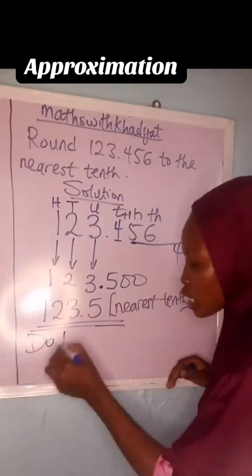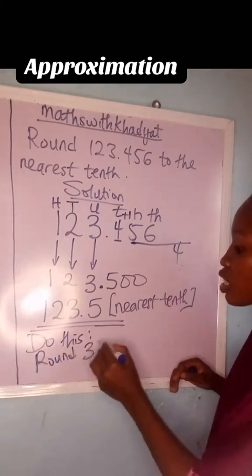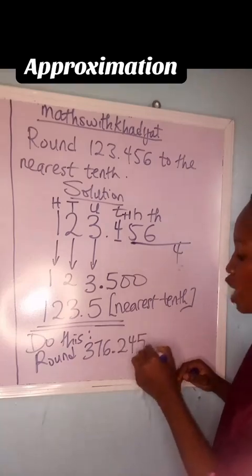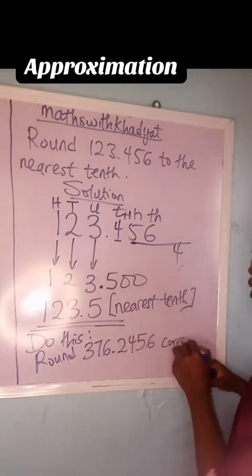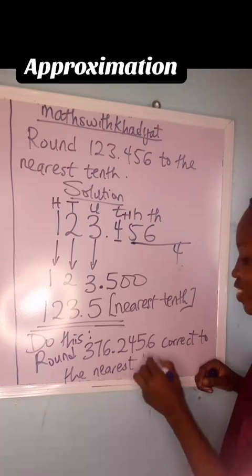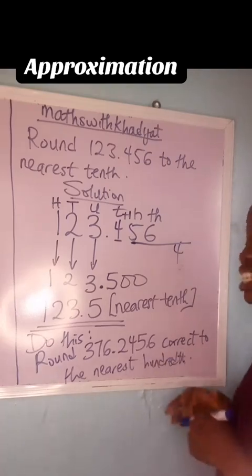Now do this for me. Round 376.2456 correct to the nearest hundred. To the nearest hundred. And tell me what your answer is in the comment section.